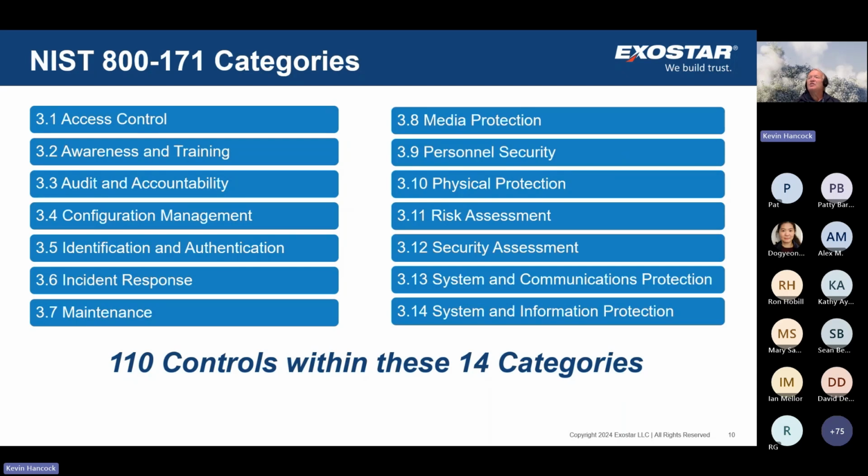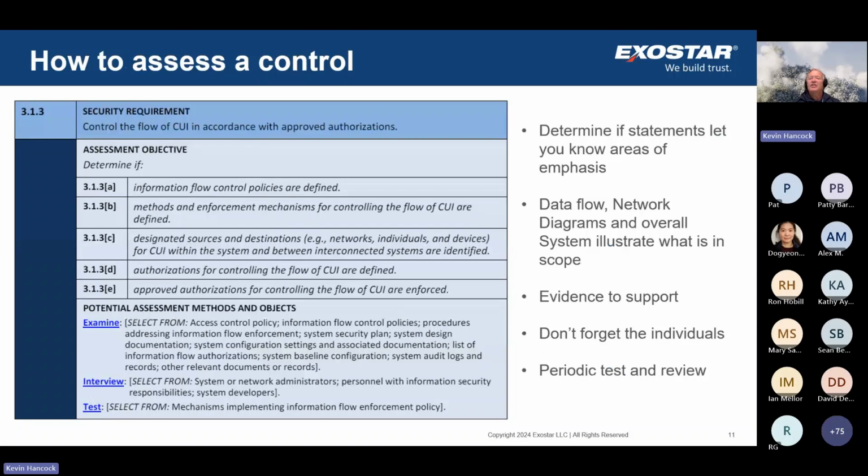And you'll be comfortable when that assessor comes in to look at your system security plan that you have these things in place. And so this is an example taken straight from the 800-171A, the assessment guide. So this is requirement 3.1.3, control the flow of CUI in accordance with approved authorizations.